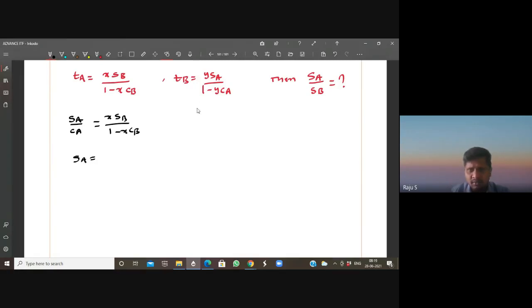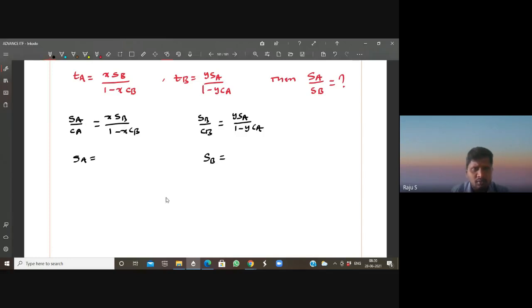Then from this, tan B also can be written as sin B by cos B. This is equal to y sin A by 1 minus y cos A. From this, all of you find sin B.